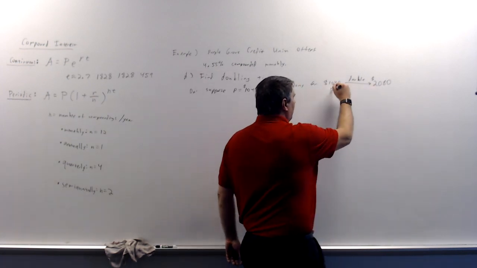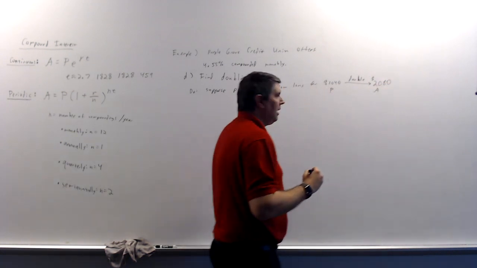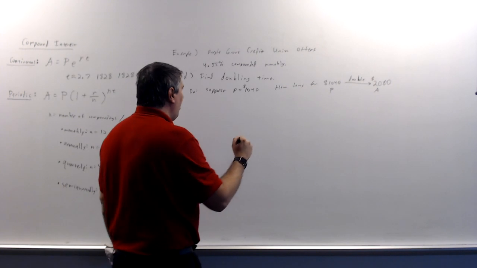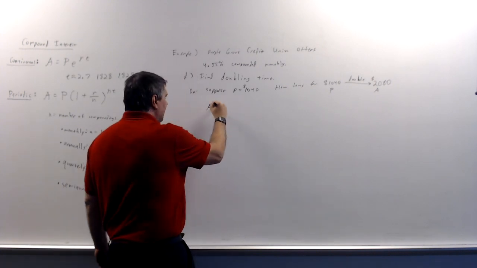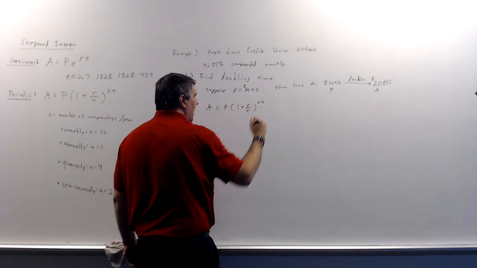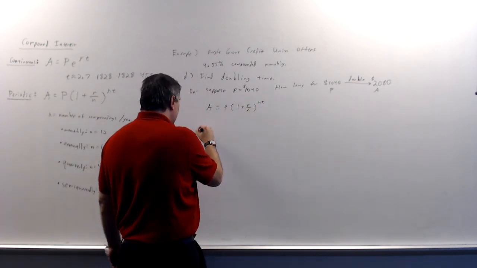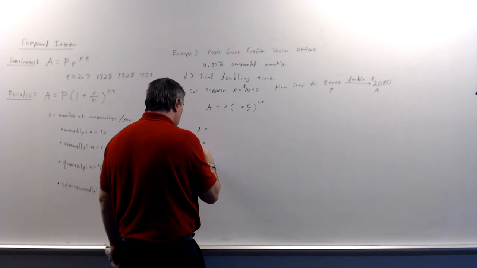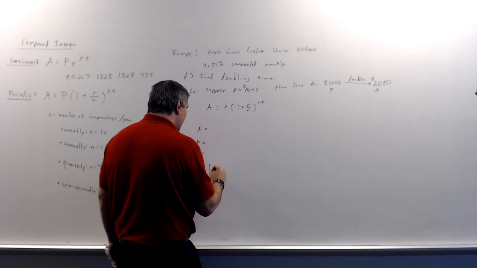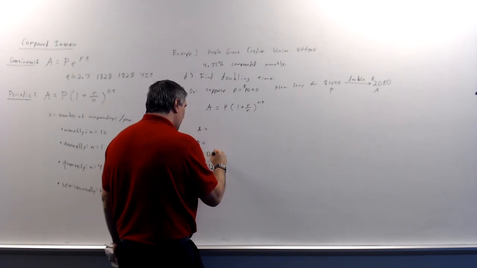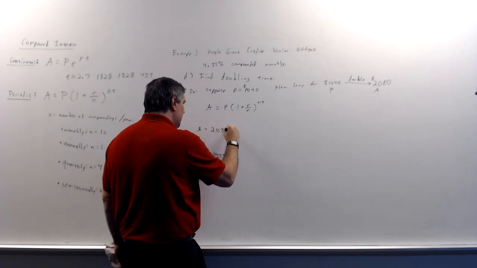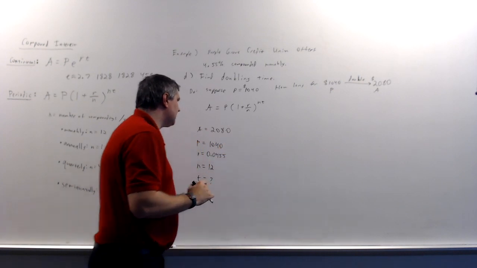So this will be our principal, this will be our accumulated value. So if the formula is A equals P times 1 plus R over N to the nt power, where A equals, P equals, R equals, N equals, and T equals. We don't know the time, that's the question. It's compound monthly, so 12 times a year, 0.0455. A is 2080, and P is 1,040.